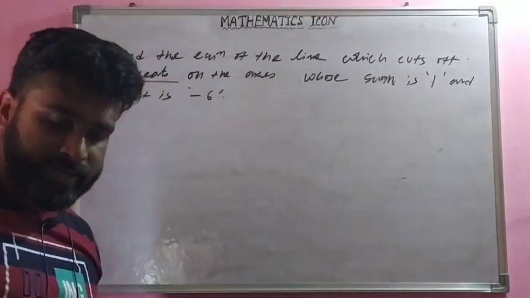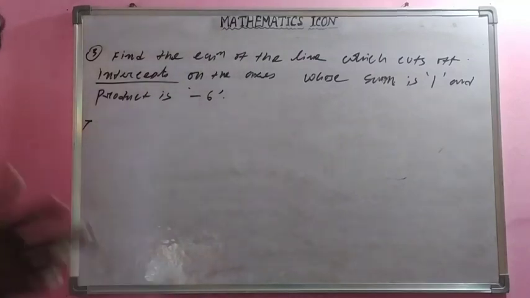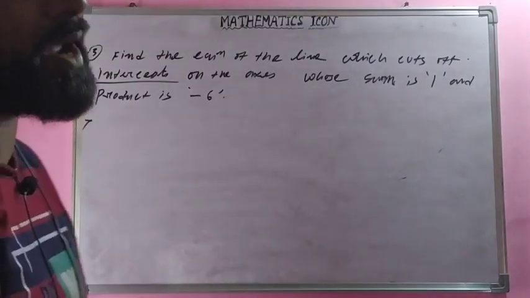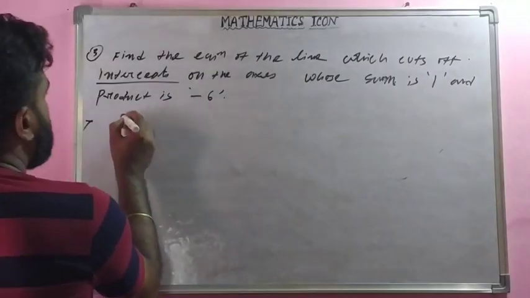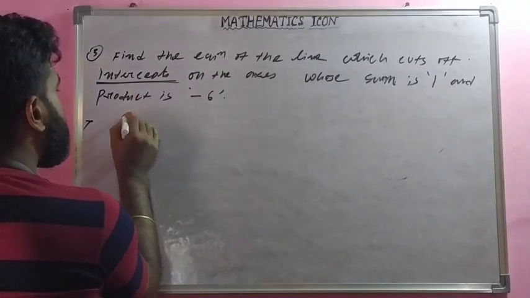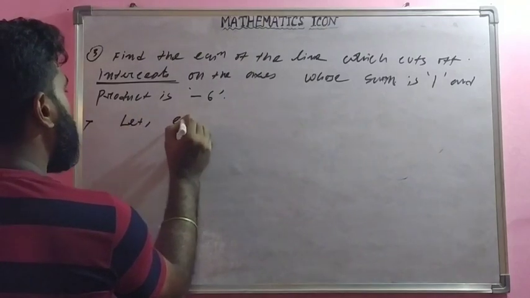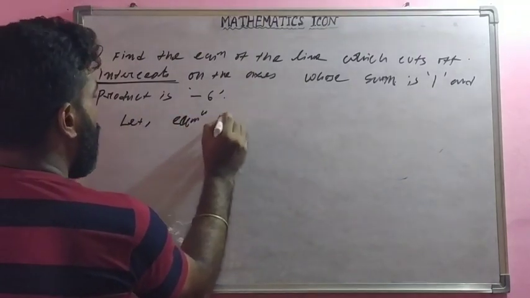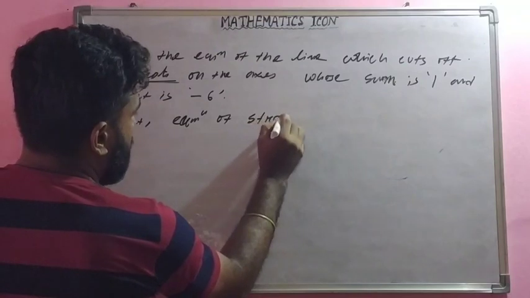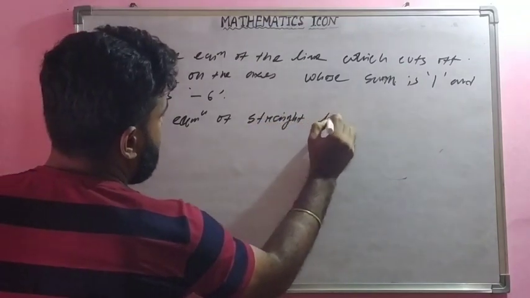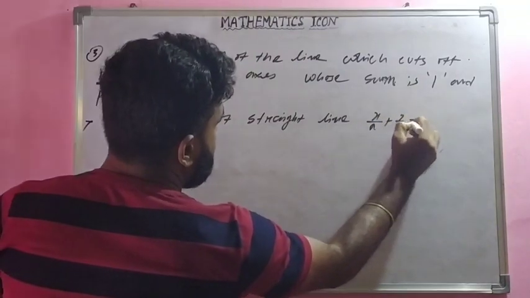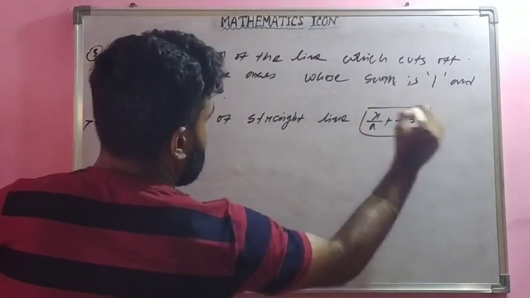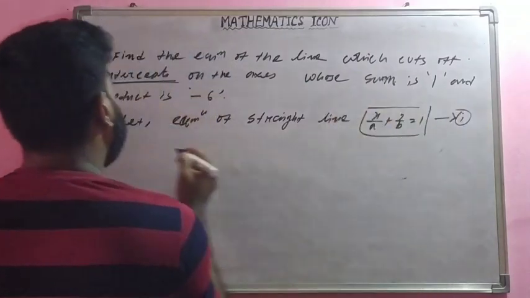Here you can see the word intercepts is used. That means the intercept form of a straight line will have to be used. So the word intercepts is used, that means let us assume the equation of the straight line. Okay, so which one will we assume? x by a plus y by b equals 1. This is equation number 1.